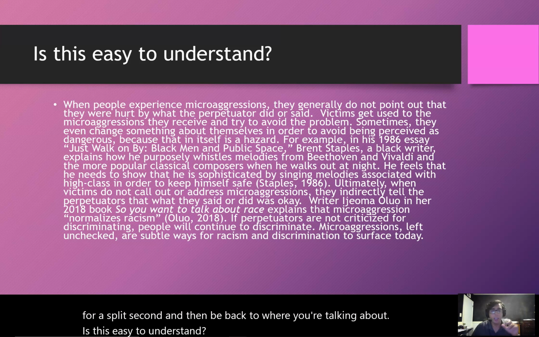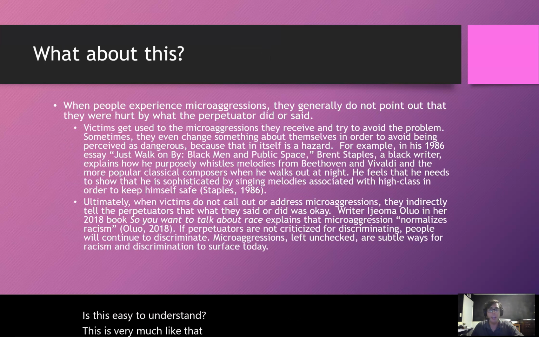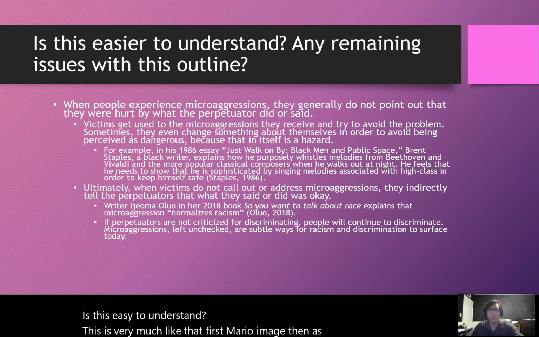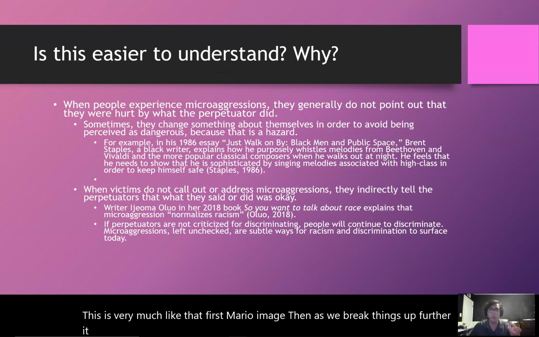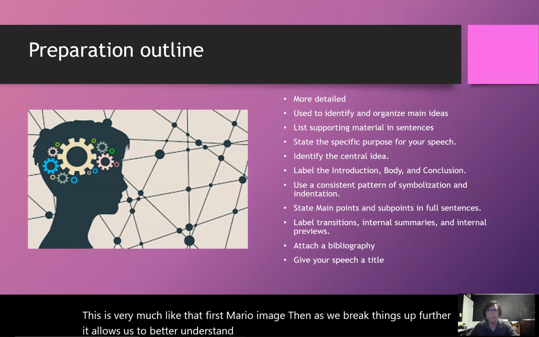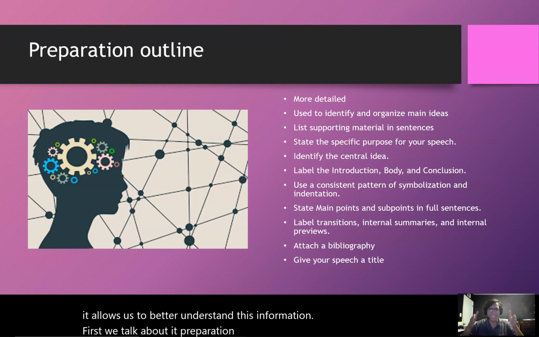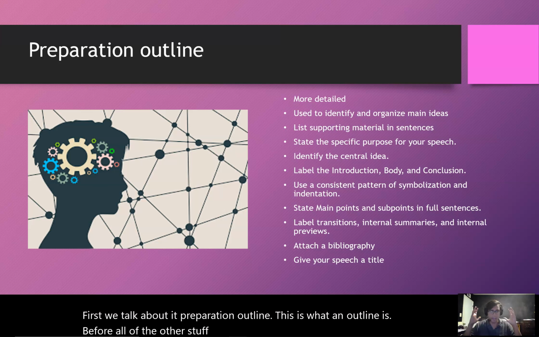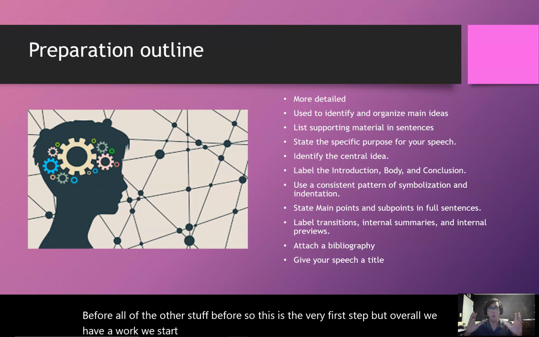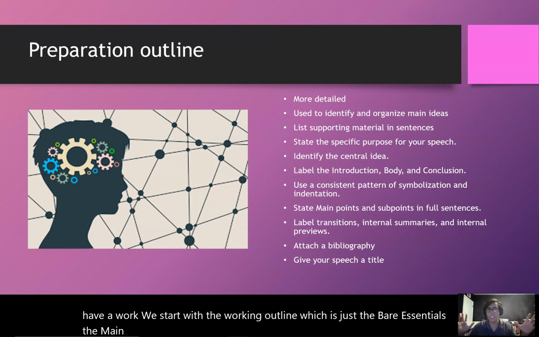This is very much like that first Mario image. Then, as we break things up further, it allows us to better understand this information. First, we talk about a preparation outline. This is what an outline is before all of the other stuff. This is the very first step, but overall, we start with a working outline, which is just the bare essentials, the main ideas, without any support. That's understandable just to get our bearings.